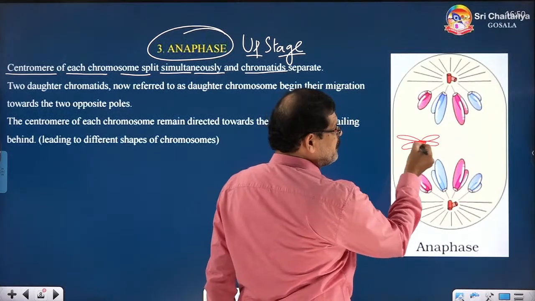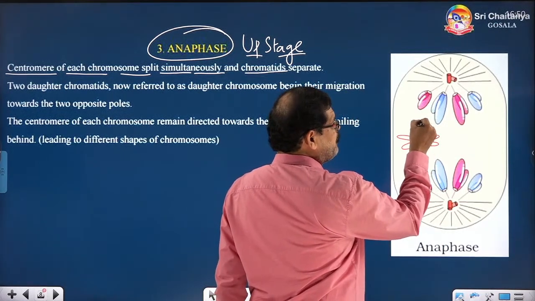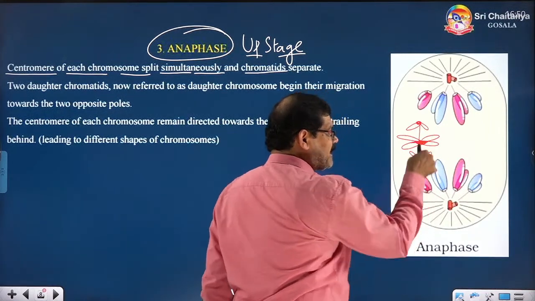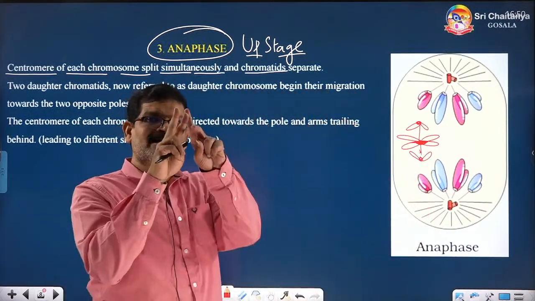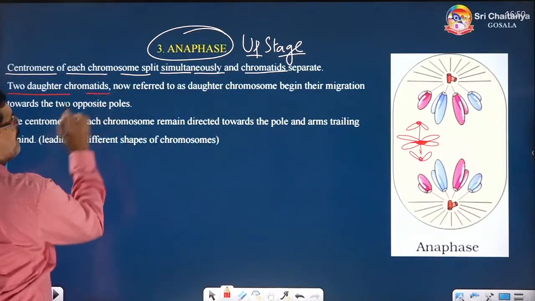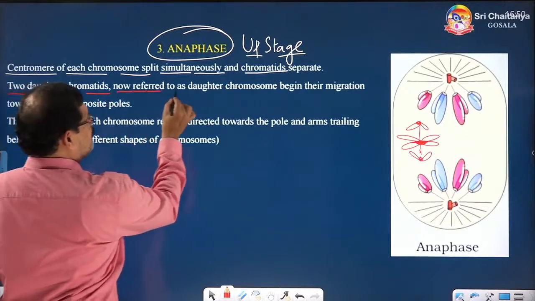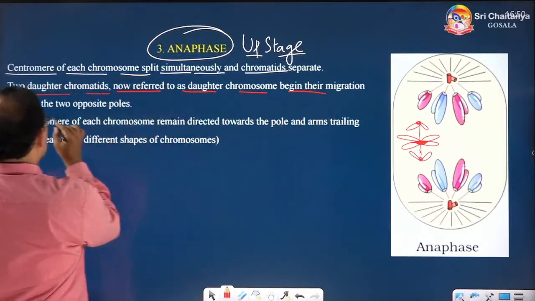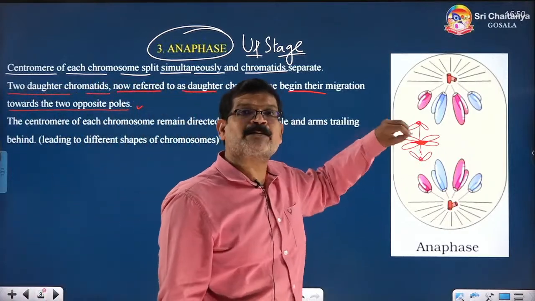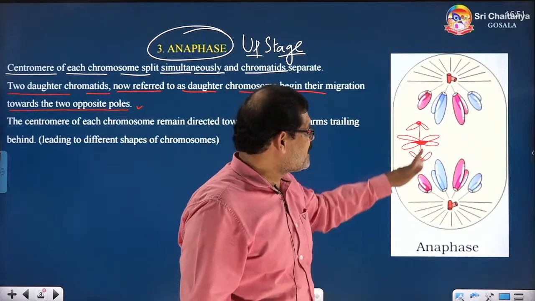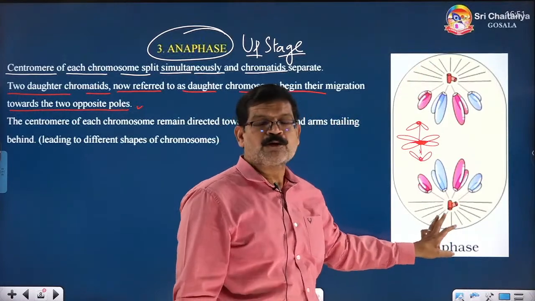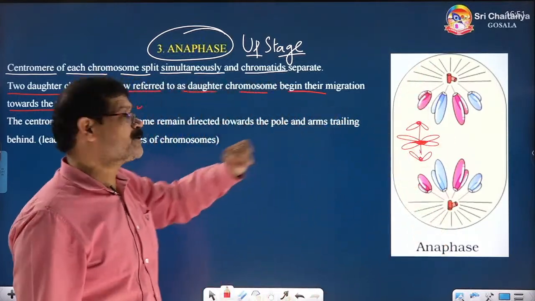Now the centromere splits. One centromere will move here along with its chromatid. Another centromere will move to the other pole with the other chromatid. The two sister chromatids separate in anaphase. The two daughter chromatids, or the two sister chromatids, now referred to as daughter chromosomes, begin their migration towards the opposite poles. Now what happens to this? This has split and it has moved up, it has moved to the north pole, and one has moved to the south pole.